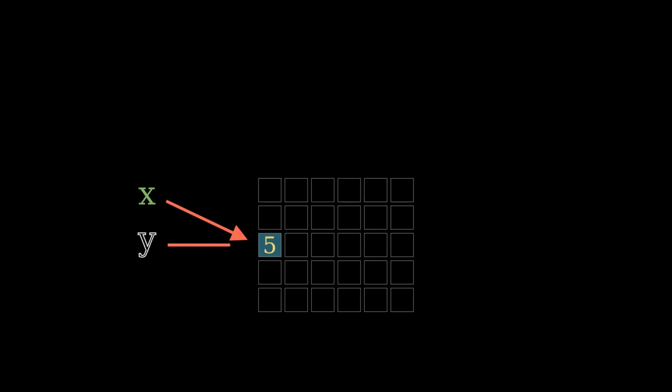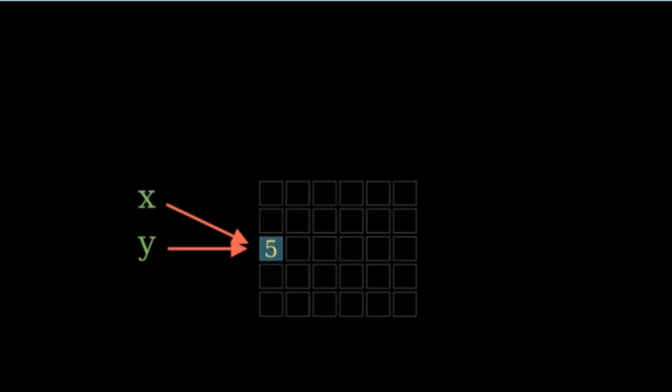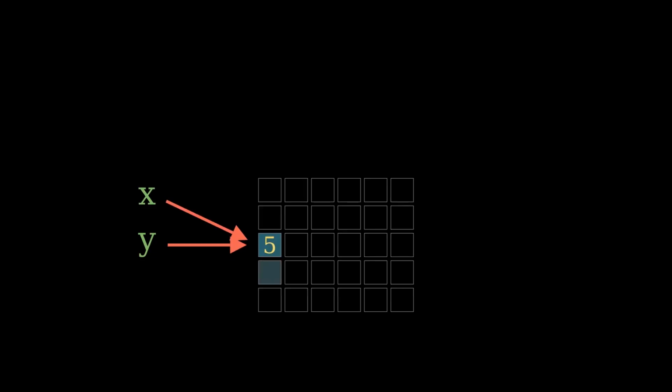Now consider this: y equals x. Python does not copy the value. Instead, both x and y point to the same object in memory. Two names, one object.